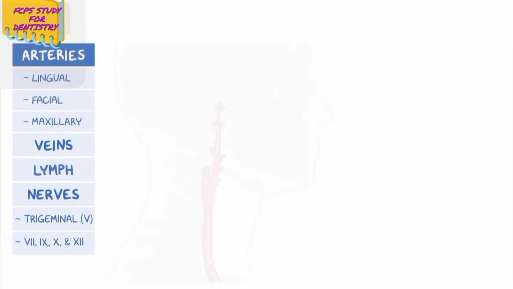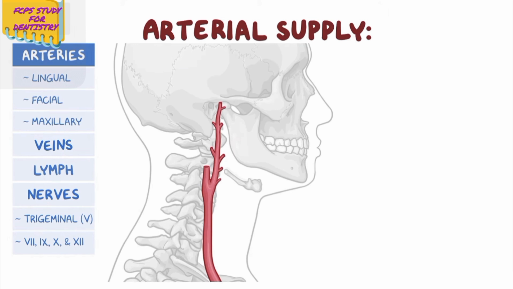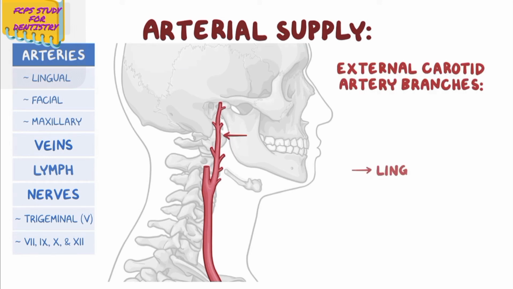First off, let's start with the arteries. The arterial supply comes from the external carotid artery branches, the lingual artery, facial artery, and the maxillary artery.